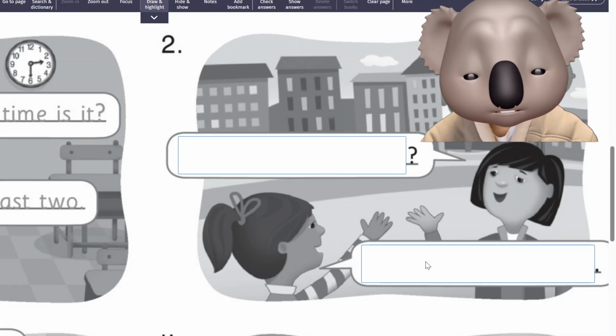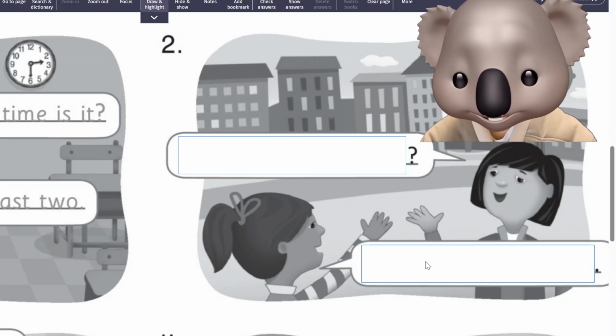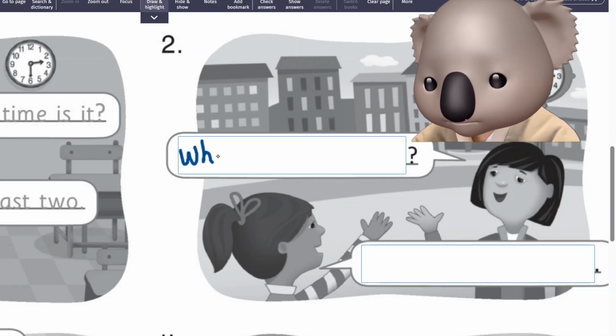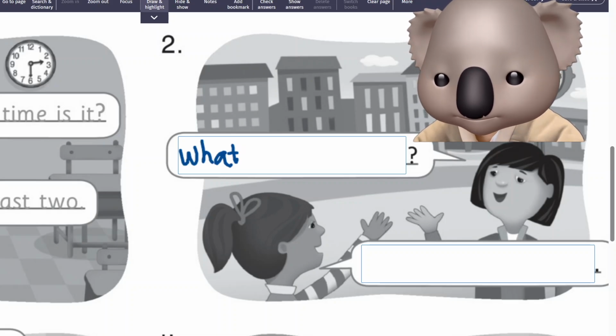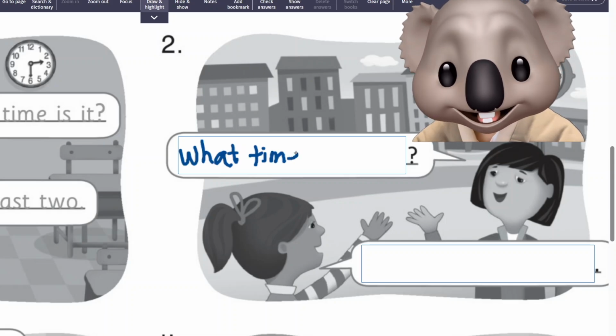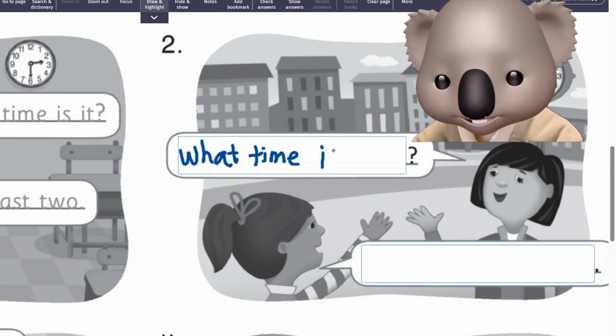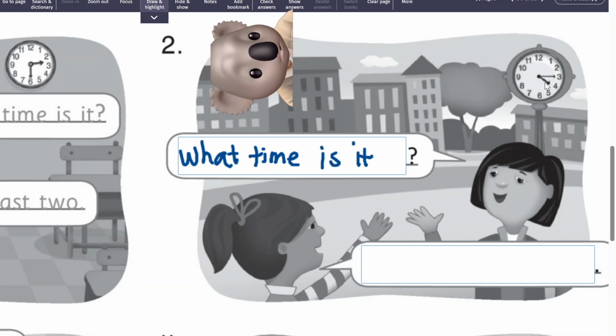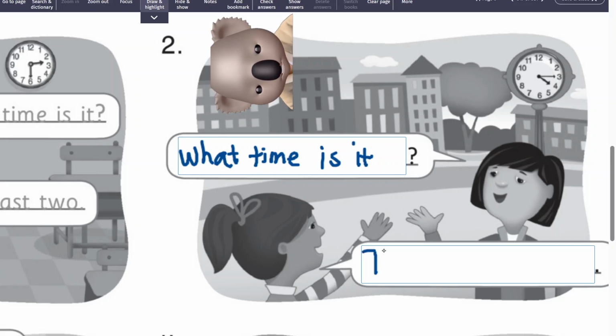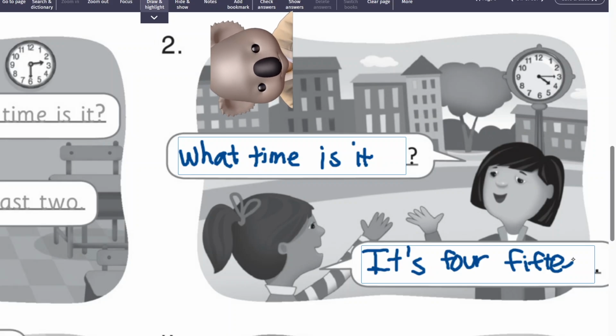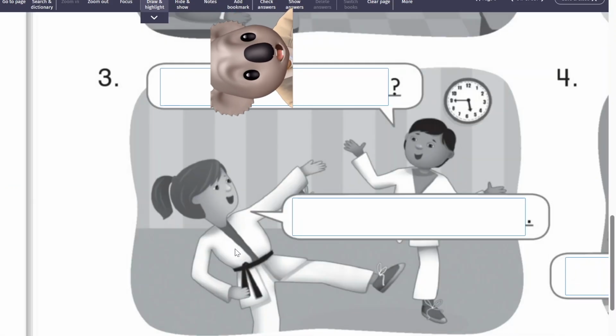In number 2, we need to ask the question and then answer. How do I say, what time is it? What time is it? Well, we see the shorthand is on the 4 and the long hand is on the 3. 5, 10, 15. It's 4:15. And number 3, what time is it?